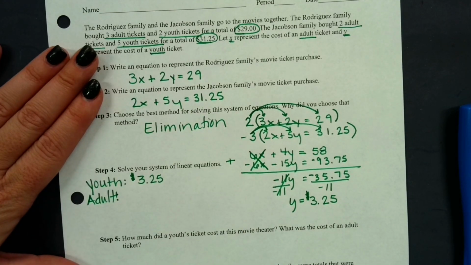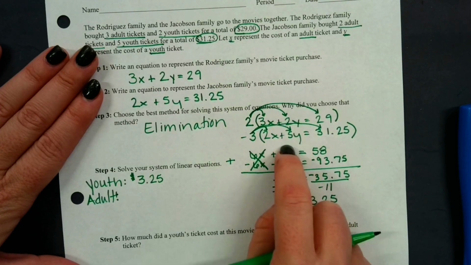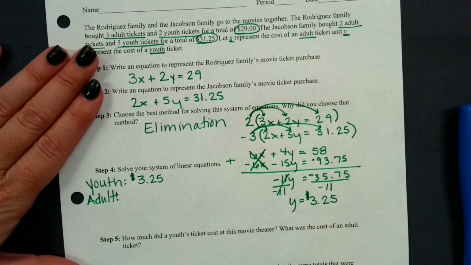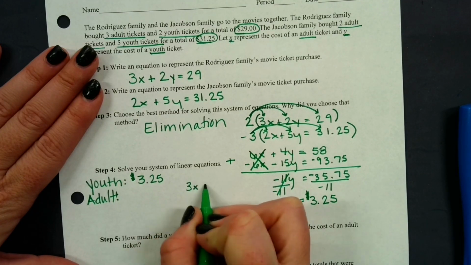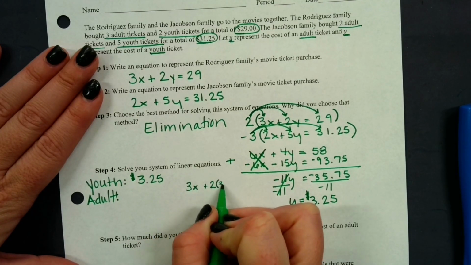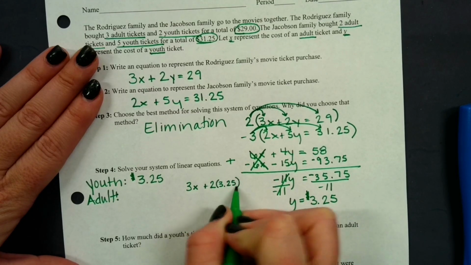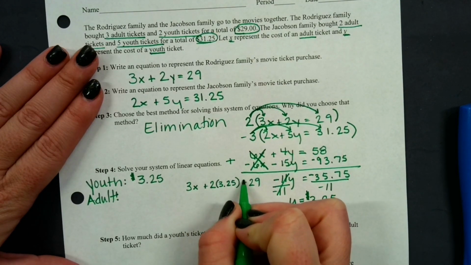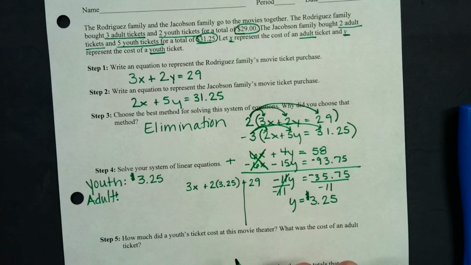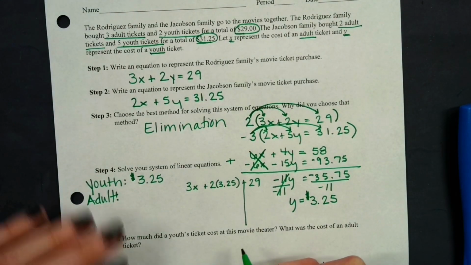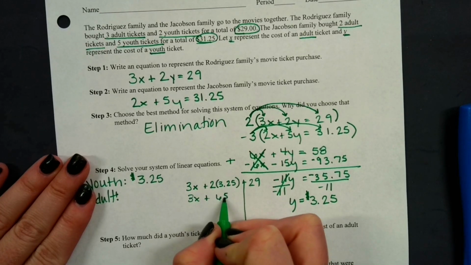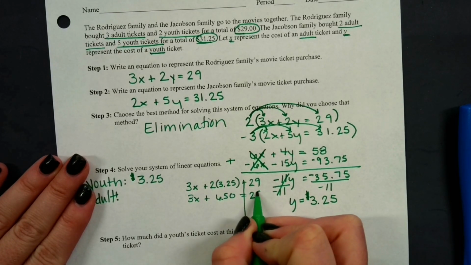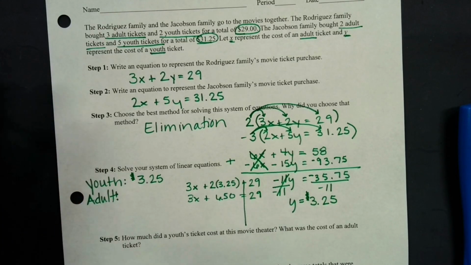Now we got to figure out an adult ticket. So I'm going to take this guy and put him in for Y. Doesn't matter which equation I do it in. And I solve. 3x plus 6.50. And now I'm just balancing.